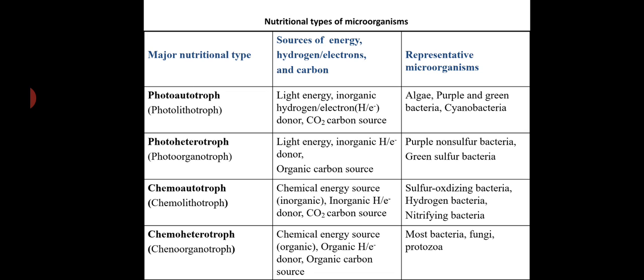For this group of bacteria, photoautotrophs, the source of energy is light, inorganic hydrogen is the electron donor, and carbon dioxide is the carbon source. Examples for this group are algae, purple and green bacteria, and cyanobacteria.